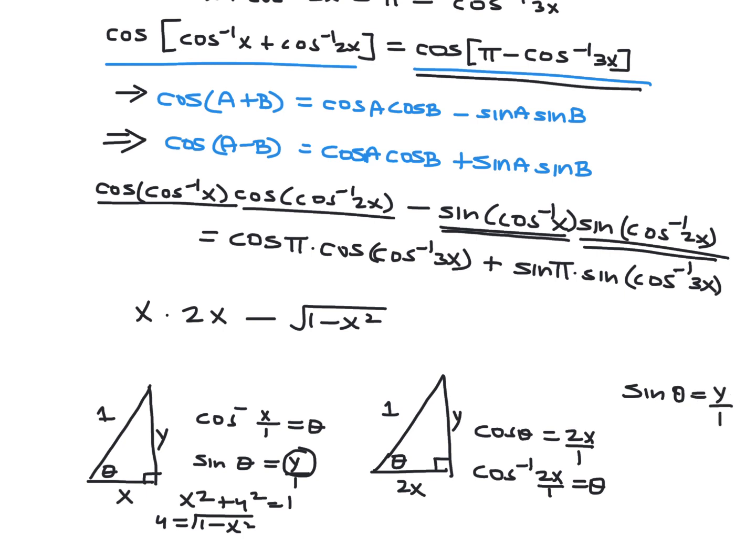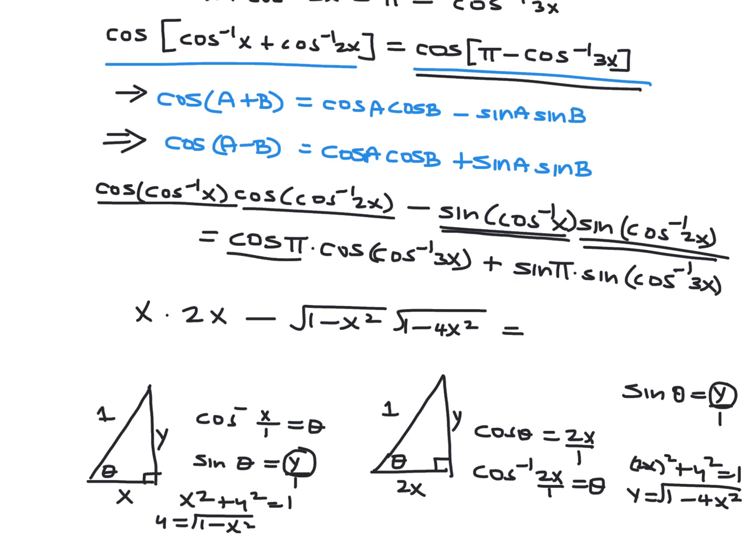So using Pythagoras, it would be 2x squared plus y squared is equal to 1. So y would be the square root of 1 minus 4x squared. So that is what sine theta is. So that would be the square root of 1 minus 4x squared. So that's how you get that.